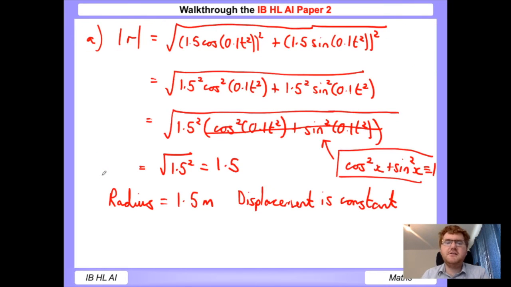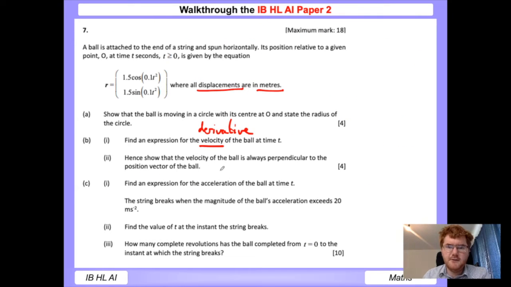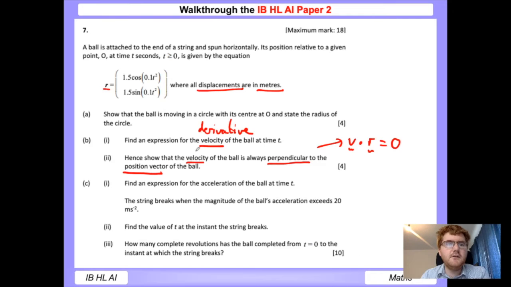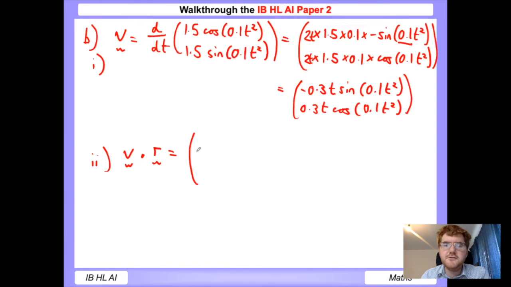And then part 2. Show the velocity of the ball is always perpendicular to the position vector of the ball. So the position vector is our initial vector here, r. The velocity we've just worked out in the first part, and we need to show they're perpendicular. As soon as you see perpendicular, you need to be thinking about a dot product of 2 vectors equaling 0. So what we're going to do here then is work out what v dot r is. v we've just worked out, haven't we?